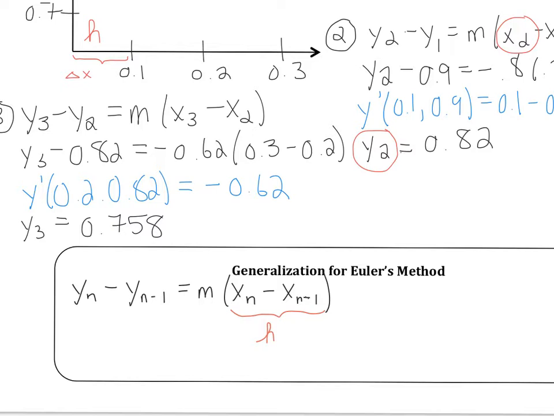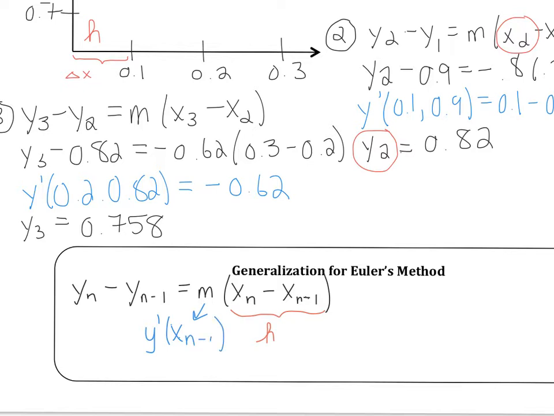And then we also know that our slope will be given by the differential equation. That will just be y prime at your previous x value, right? Like I had said before, you are using the slope at the previous point to get to your next point because your next point is currently unknown. All right, so I'll say y prime of x sub n minus 1.